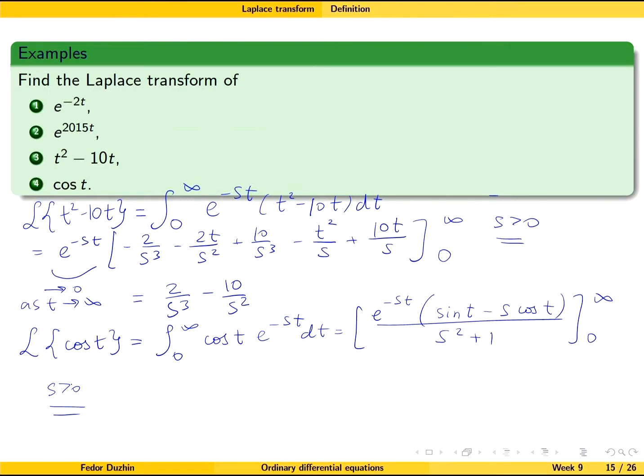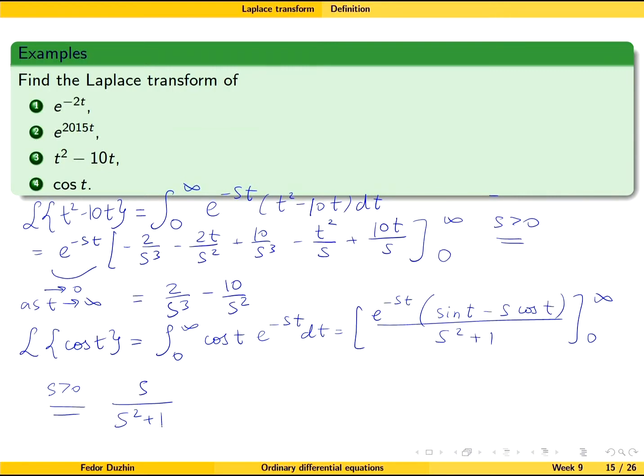So therefore, the answer is minus the value of this expression when t is 0. When t is 0, e to the minus st is 1, sine of 0 is 0, cosine of 0 is 1, and the remaining thing is just s over s squared plus 1. Okay, I hope it's clear.